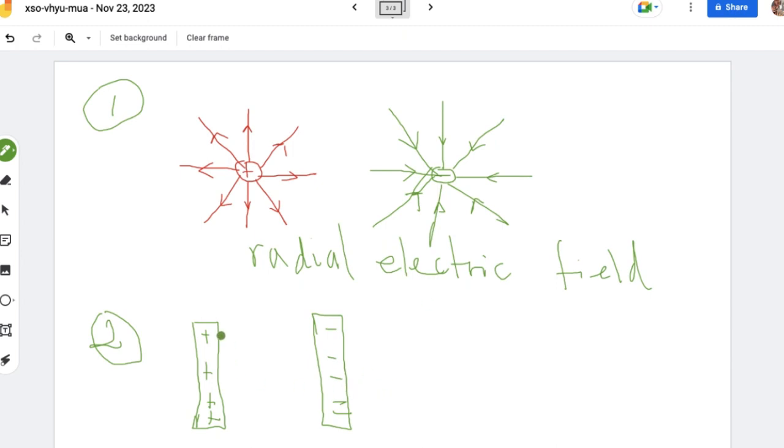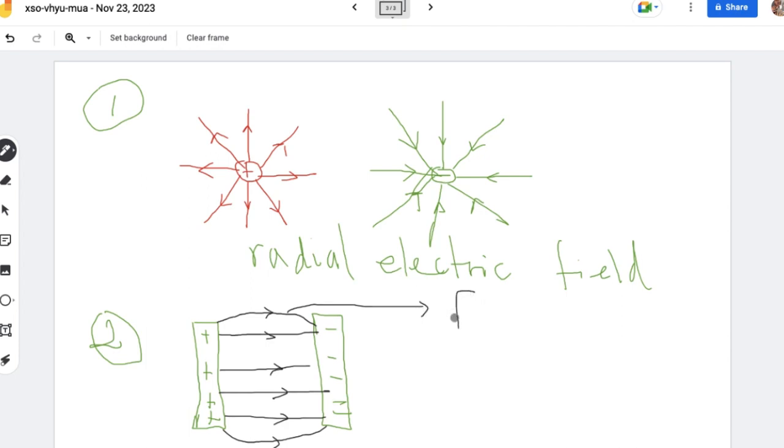The field lines will travel from the positive towards the negative in a uniform manner, like this. Except at the edges, where it will not be straight. At the edges, it will fringe. This is called fringing. Only at the edges will it not be a straight line. I'll write the spelling for fringing.